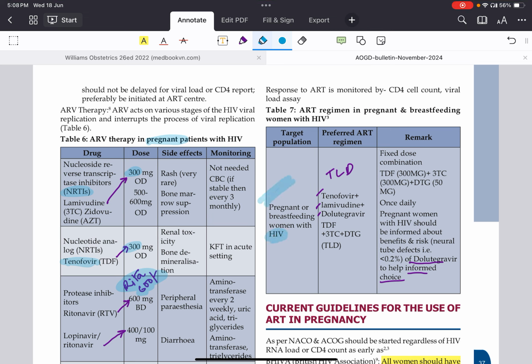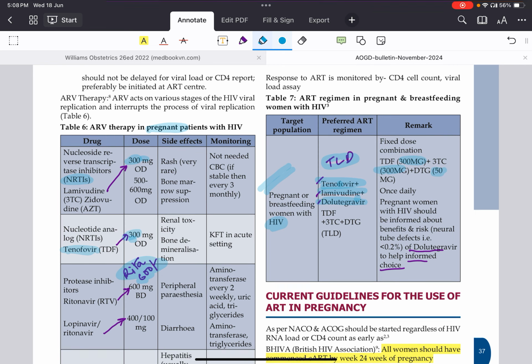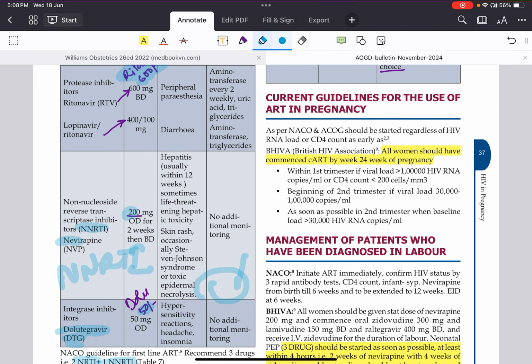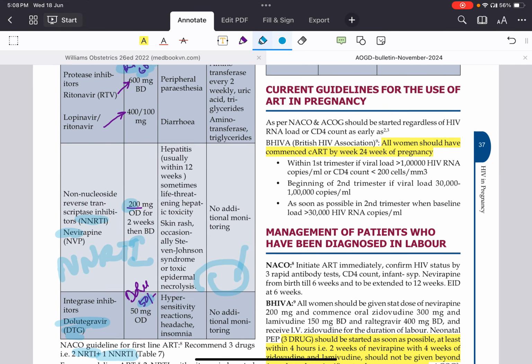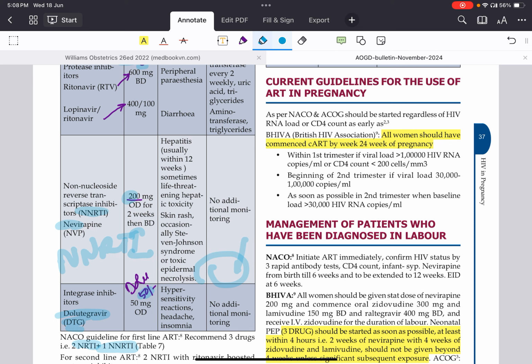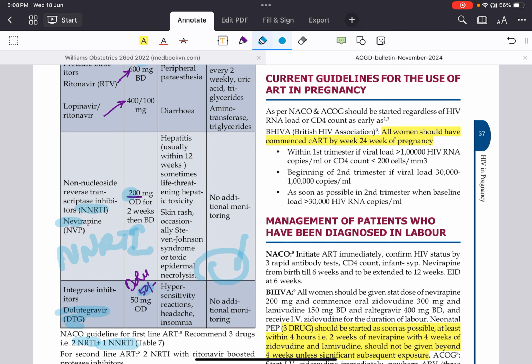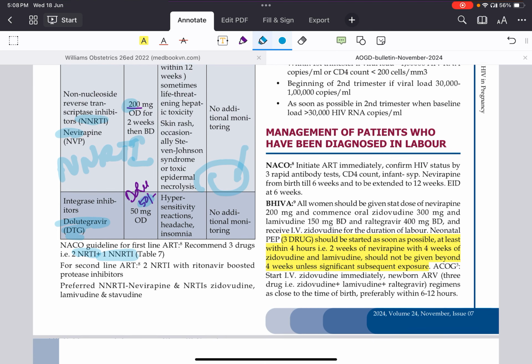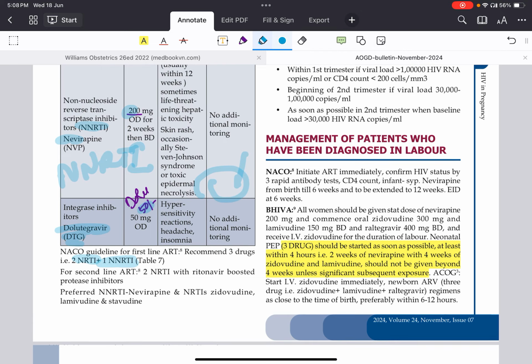Pregnant and breastfeeding with HIV, then you give TLD, that is tenofovir, lamivudine, dolutegravir. You remember tenofovir, what is the dose? 300. Lamivudine, what is the dose? 300. Dolutegravir, which one? 50. So 300, 300, 50. That's it.